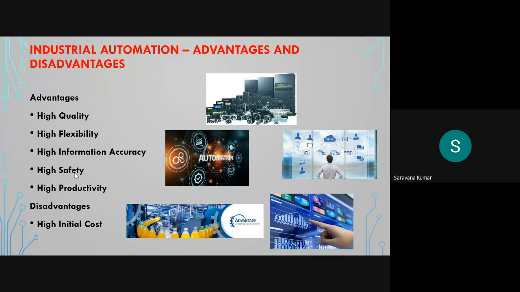So in safety, there are highly automated things. High productivity. Yeah, in 24/7, whatever productivity we are expecting in an hour, that will come. That is the outcome. And the disadvantage is high initial cost. Yes, of course. Once you install, the initial cost is more, even though the running cost will get reduced by reducing the manpower, and there are a lot of processes we can reduce because of automation.